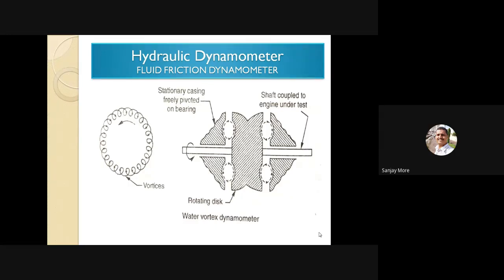See the construction and working of the hydraulic dynamometer. It's also called a fluid friction dynamometer or water vortex dynamometer. This diagram shows the vortices, meaning the flowing of eddy current with the help of fluid. See the construction. This is a stationary casing, in which a shaft is coupled or attached.